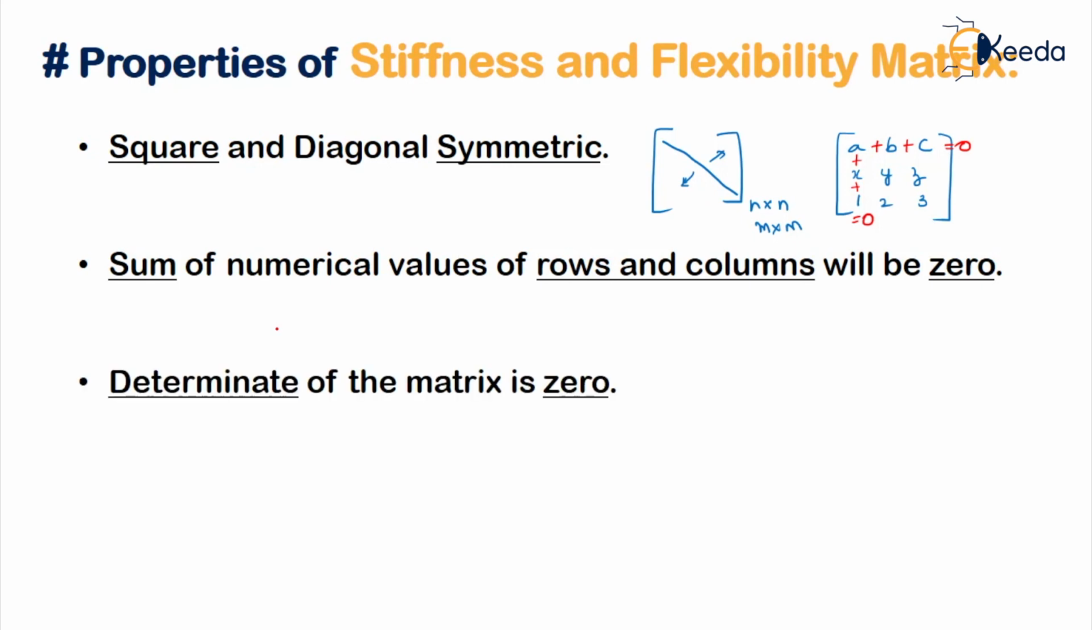The next point is the determinant of the matrix is 0. So if I take this as matrix A, the determinant will always come up equal to 0. So how will you calculate the determinant for a 3 into 3 matrix? Say for example, it will be A into (Y into 3 minus 2 into Z). Here you will have plus, minus and plus. So minus B into (X into 3 minus 1 into Z) plus C into (X into 2 minus 1 into Y). So this determinant will always be equal to 0. That is one more property of your stiffness or flexibility matrix.